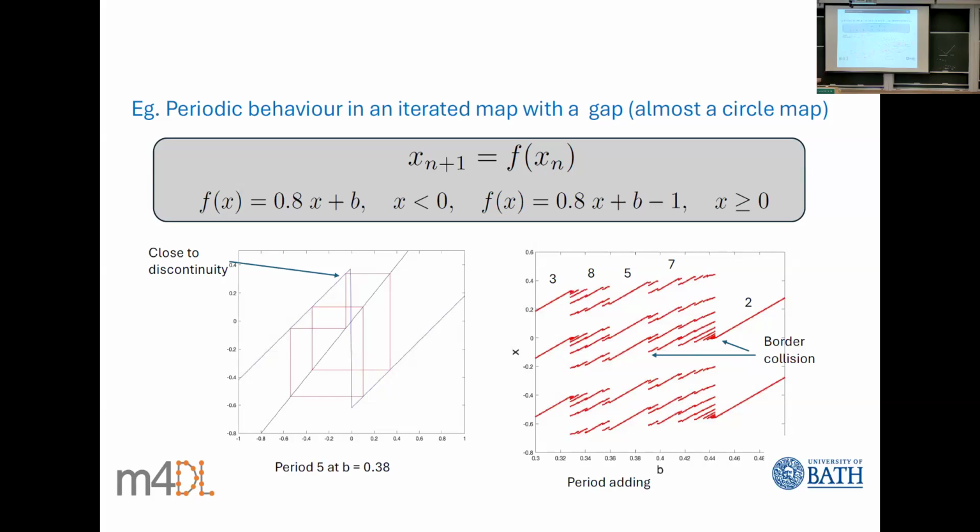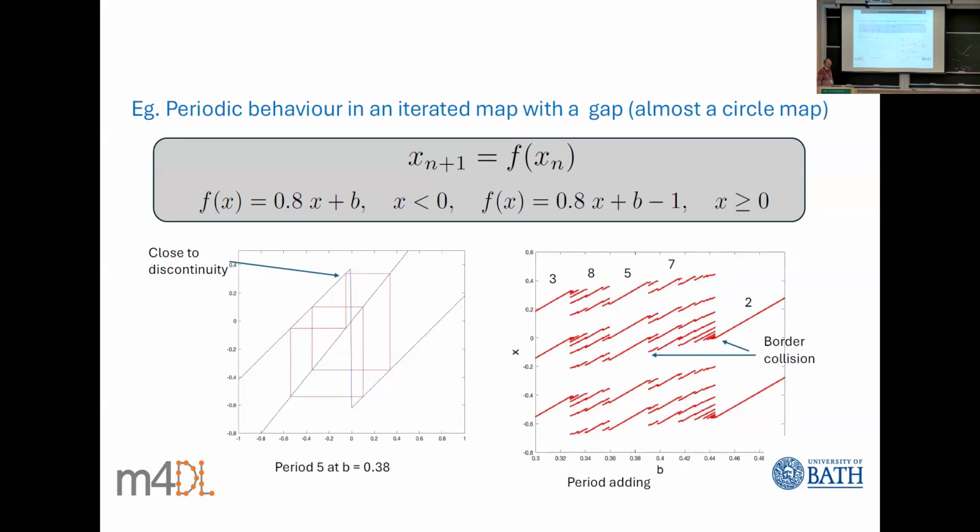And what do you get? Well, on the left, here's an example of a type of orbit. It's period 5, where the orbit is bouncing around between the two linear pieces of the map. But if I look at an interval of the parameter value b, this control parameter, there's the period 5. You see here we've got a point where, if I varied the parameter, that point could go towards the gap and then drop down. And what you get then is the creation of all this extra structure.